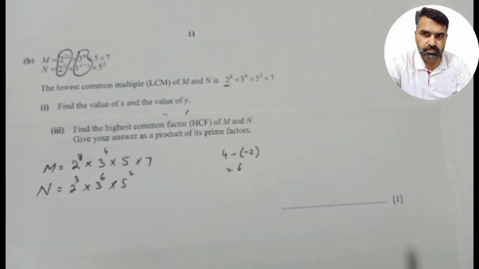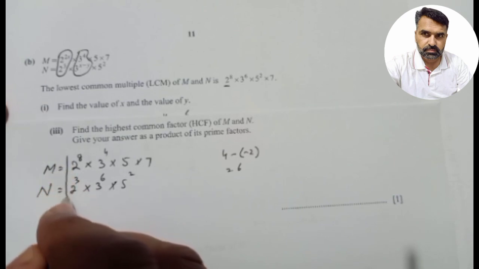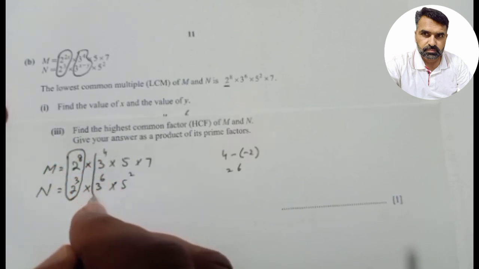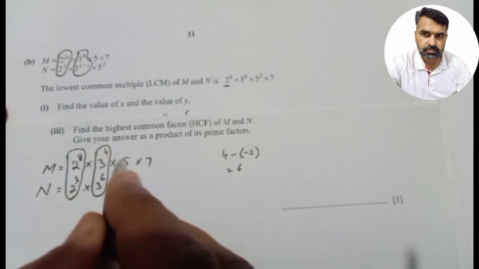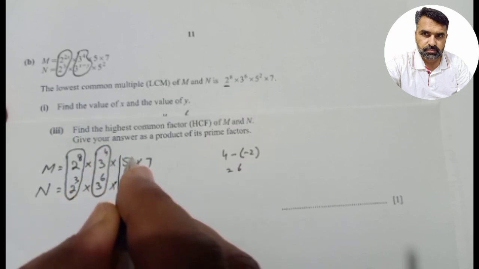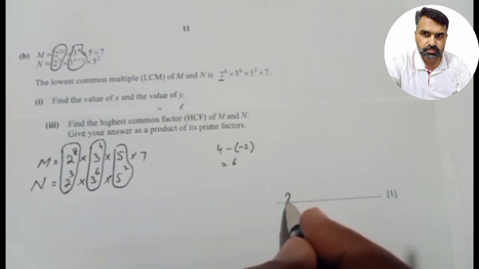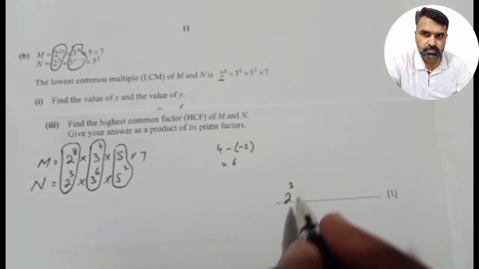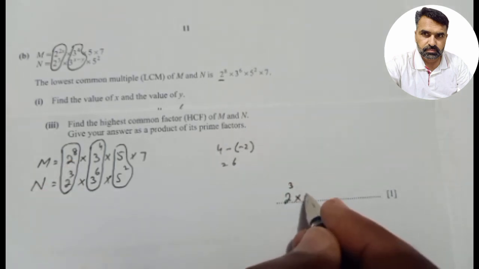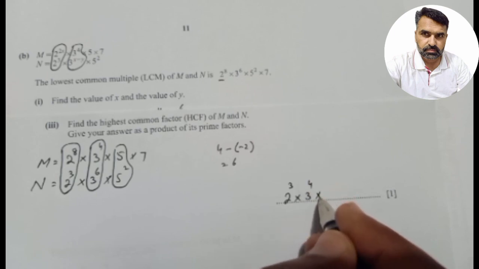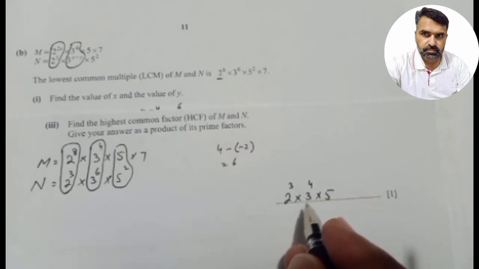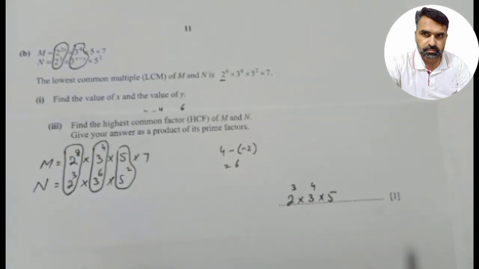And students, for HCF we have to take the lesser power of the common factors, not multiples. So students, the HCF will be 2 cube, the minimum power from 2 to the power of 3 and 2 to the power of 8, multiplied by 3 to the power of 4 multiplied by 5. So students, it is the highest common factor of these two numbers.